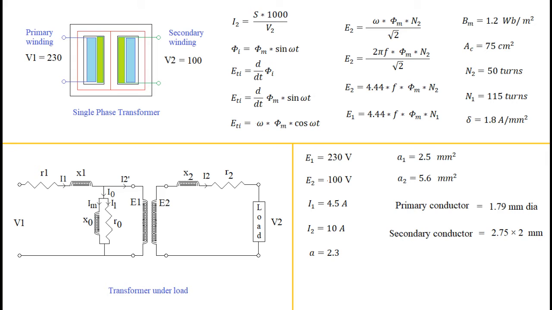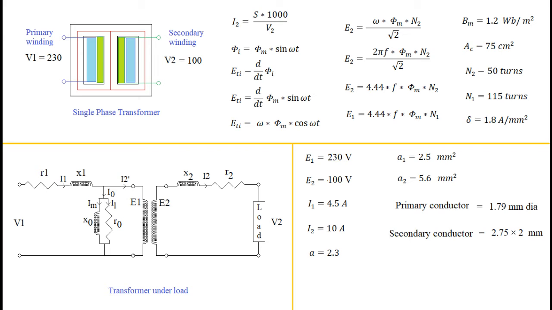Differentiating the equation with respect to time, we get EMF induced in one turn of secondary winding. This equation is termed as ETI, that represents instantaneous value of induced EMF in one turn. If we multiply the EMF equation of secondary by number of turns on secondary side, then we get equation for secondary induced EMF. Further, if we divide the peak value of secondary EMF value by root 2, then we get RMS value of secondary induced EMF that we see in next equation on screen.